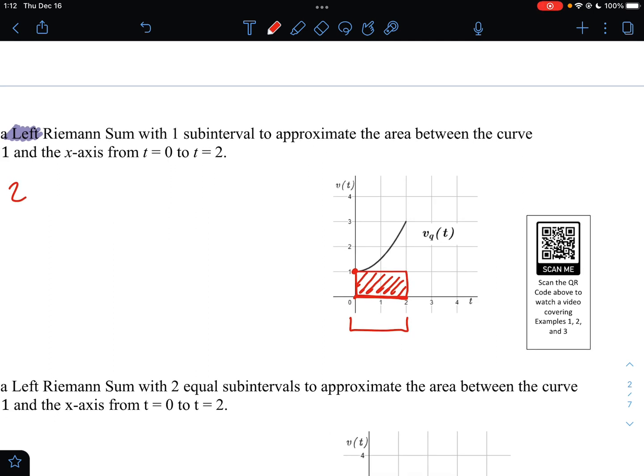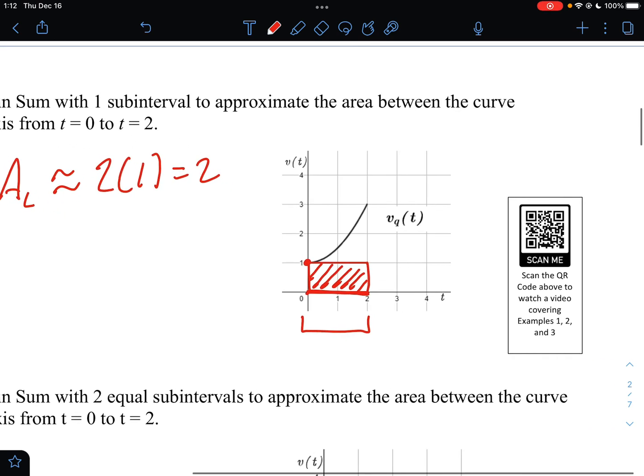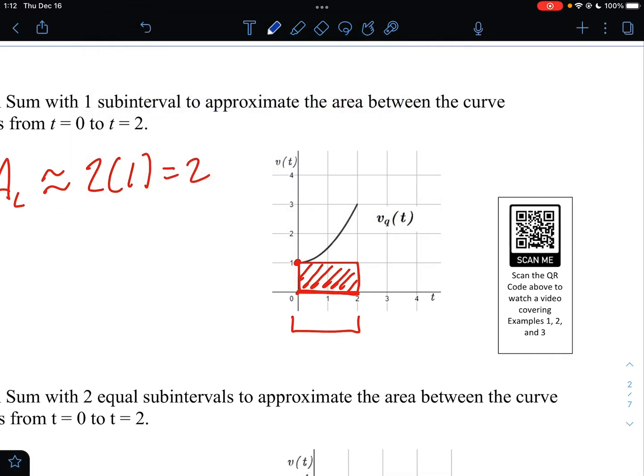Our area, we call it A sub L for left, is the base, the length 2, times the height 1. So 2 times 1. Our area is approximately 2. Now looking at this, it's pretty obvious the area is not 2. Look at all this area we missed. Not only is it obvious it's not 2, it's obvious the answer is definitely higher than 2.